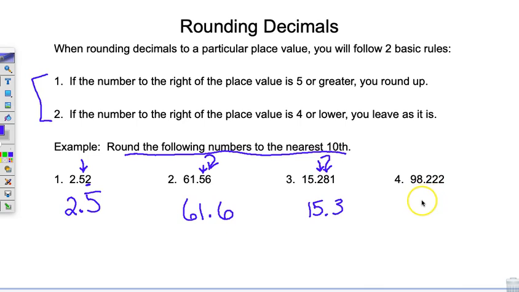In the next example, we have 98.222. Well, the number in the tenths position happens to be this 2 right here, because it's the first number after the decimal. So to decide where to round it, we always look at the one next to it and to the right. And since that's a 2, that would fall into this rule. It's a 4 or lower. So we get to leave that one as 98.2.